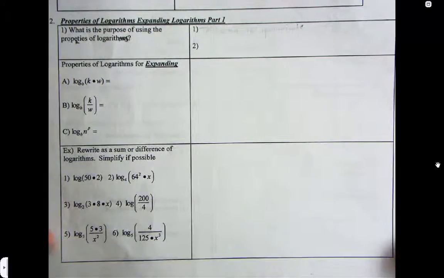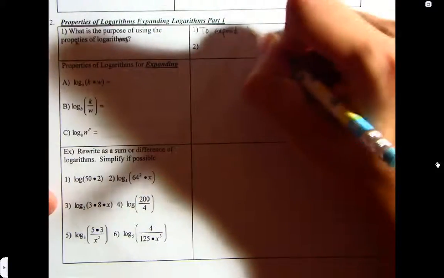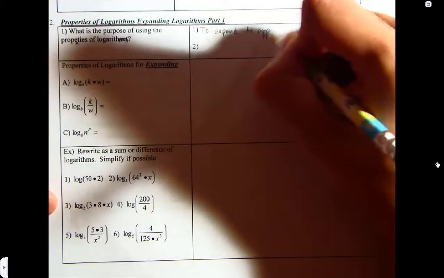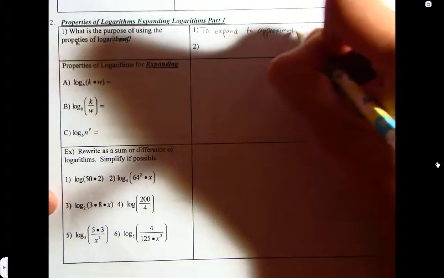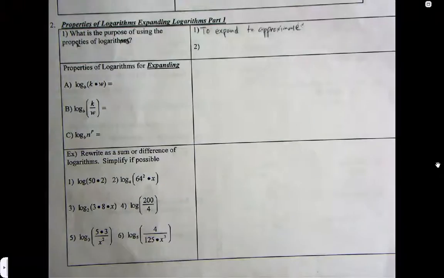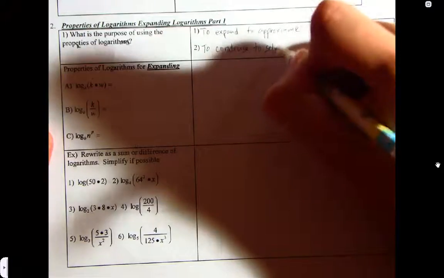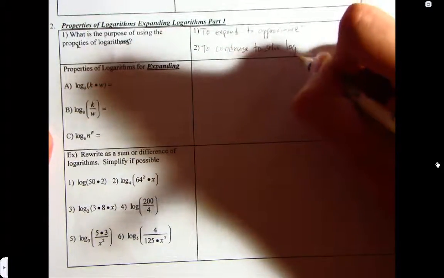What is the purpose of using properties of logarithms? To expand, to approximate. Expand means to write one log into 2 or 3 logs, depending on how many multiplications or divisions you have. The second purpose is to condense, to solve log equations.